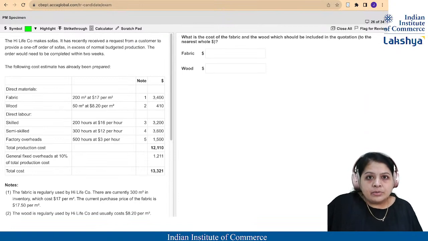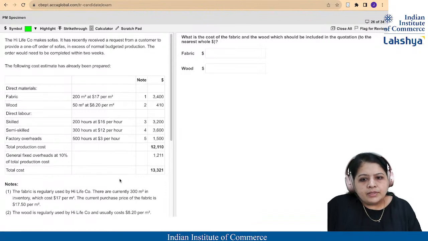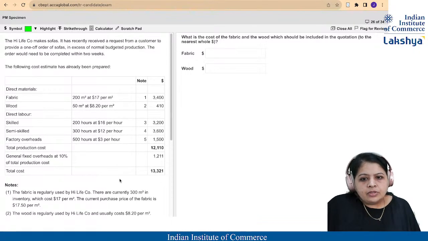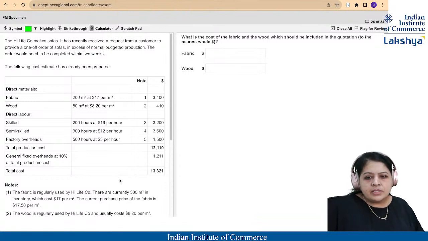Next and the last one in your section B, which is about sofas. So the High Life company makes sofas. It has recently received a request from a customer to provide a one-off order of sofas in excess of normal budgeted production. The order would need to be completed within 2 weeks, and the following estimates have already been prepared. So here the estimates are given.